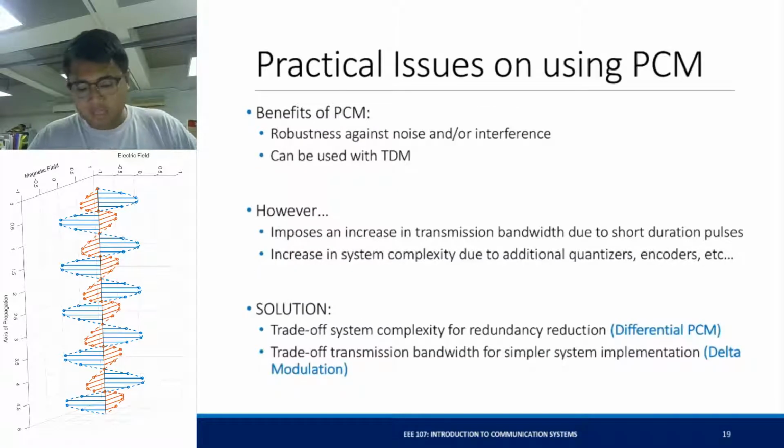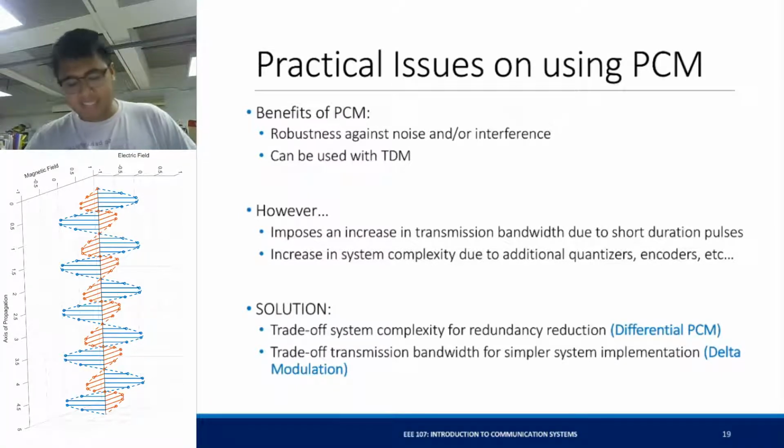Okay. But there are practical issues, as with all of our communication schemes, right? There are practical issues on using pulse code modulation. The benefits of pulse code modulation is the robustness against noise or interference, and it can be used with PDM. However, as we've seen in the previous lecture, if you want to transmit a PCM signal, you have to use high bandwidth, okay, that is directly proportional to the number of bits that you will use.